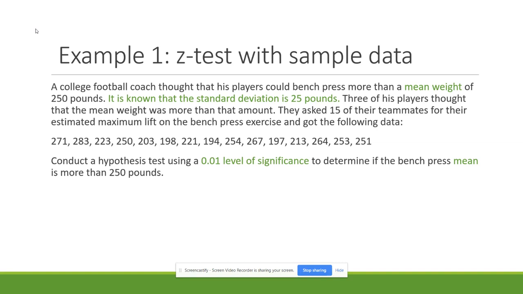than 250 pounds. So, I'm given a population standard deviation because it tells me it is known that the standard deviation is 25. I'm also given a population mean of 250 pounds. I'm also given a level of significance, and I'm given sample data. So I'm going to take that sample data, put it in Minitab, and answer this question.